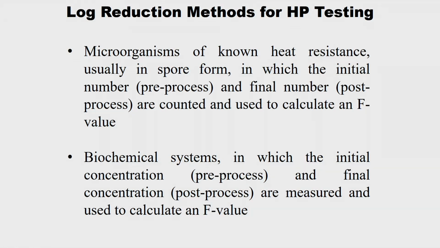The log reduction method happens in two ways. One uses a microorganism of known heat resistance, usually in spore form, in which the initial number and final number are counted and used to calculate the F value. This we will just see.